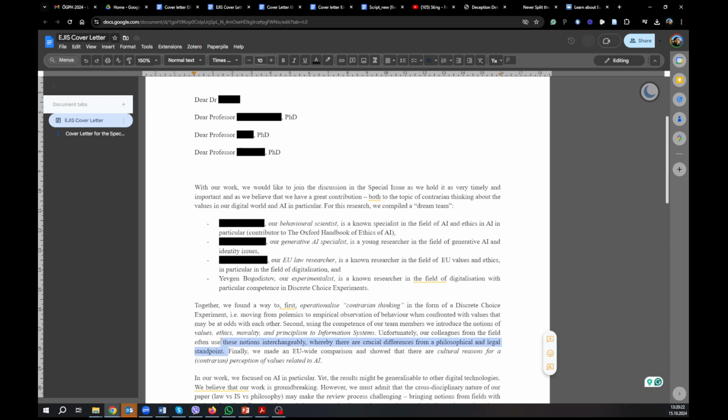So we show again why we need to have a lawyer and specialist in the field of values and ethics, and how it will help us to make our paper even more interesting for the journal.